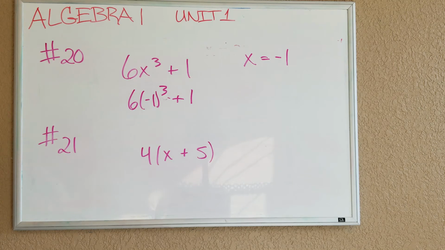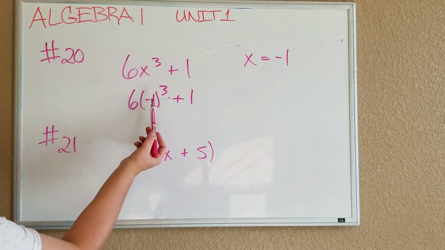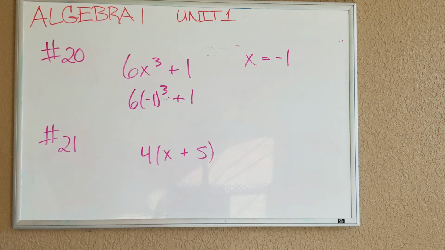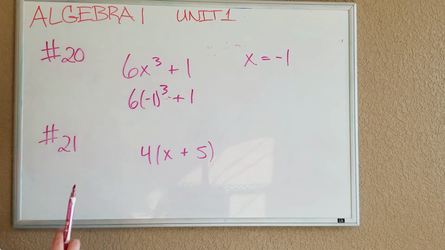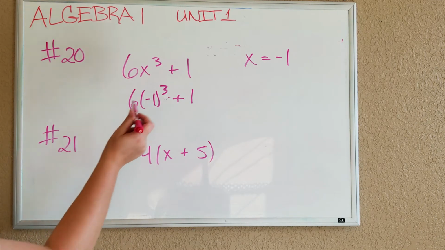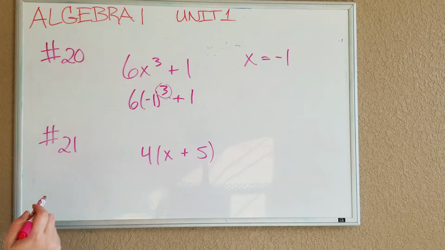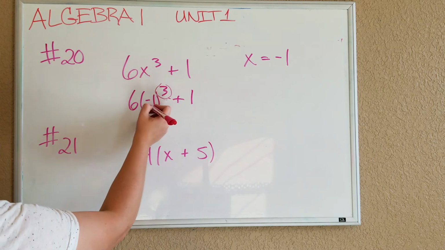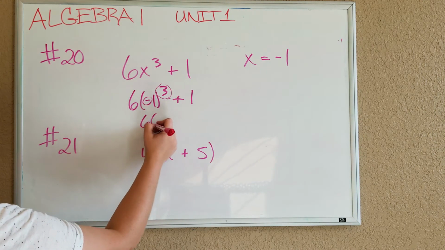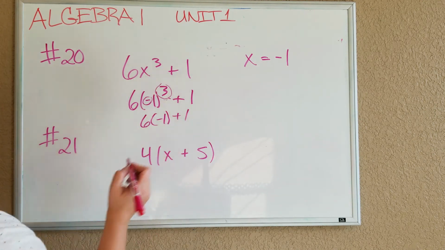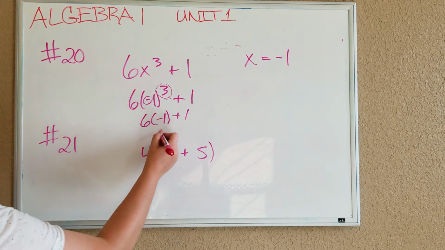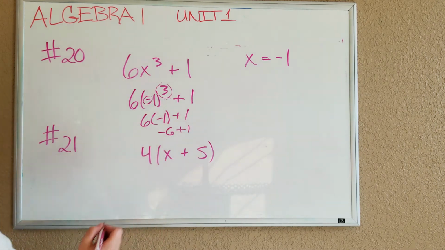So remember again, this isn't -1 times 3. That means you have to go -1 times -1 times -1. Now, when you multiply a negative by itself to an even power, you're always going to get a positive number. But to an odd power, you're going to get a negative number. So 1 times 1 times 1 is 1, but because it's negative, you're going to end up with -1 plus 1. Okay, so you go 6 times -1 is -6, and plus 1 will give you your answer.